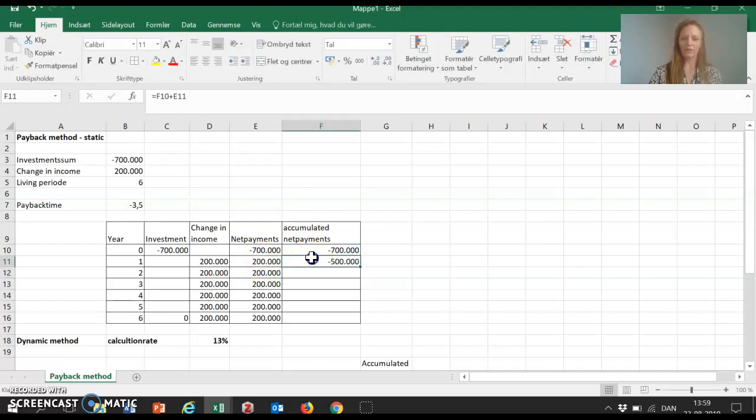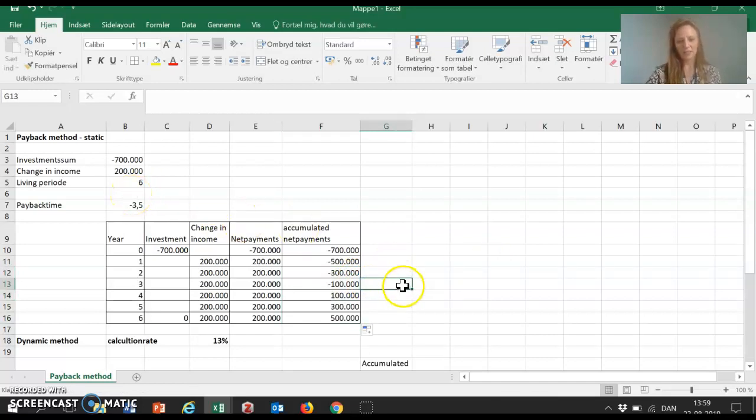So now we have 500,000 left of the initial investment, and let's take a look at that if we do that here in year 2 as well. So we had the 500,000 from the previous year. Now we have made 200,000, the change in income. Enter. So now you know the formula, the calculations. So we simply just copy it forward, and you can see, just like we calculated up here, 3.5 years.